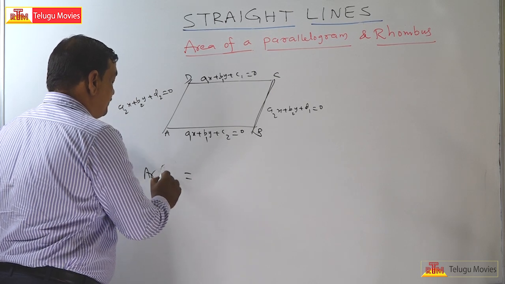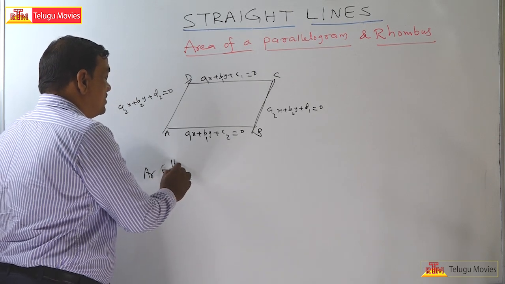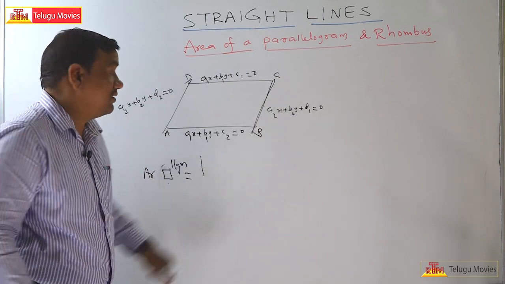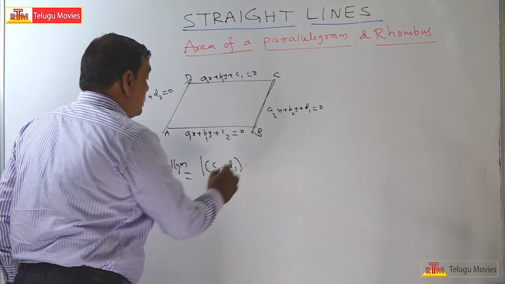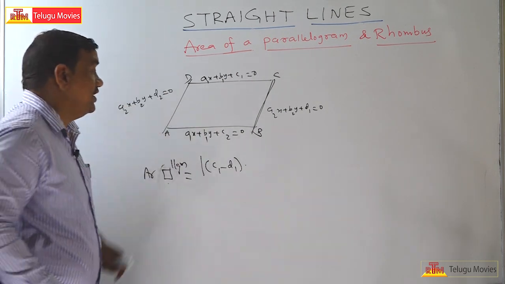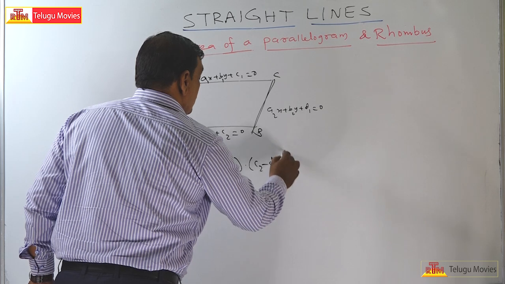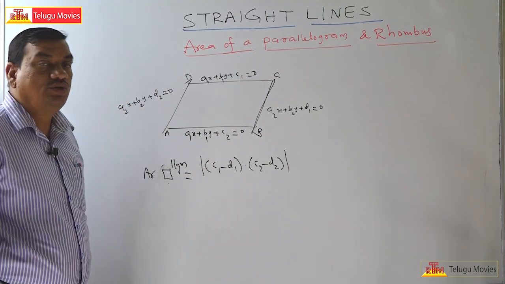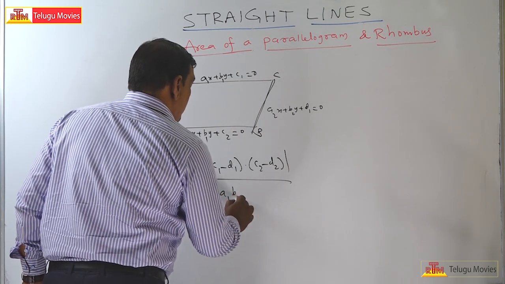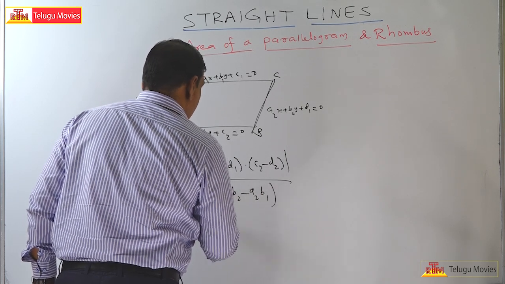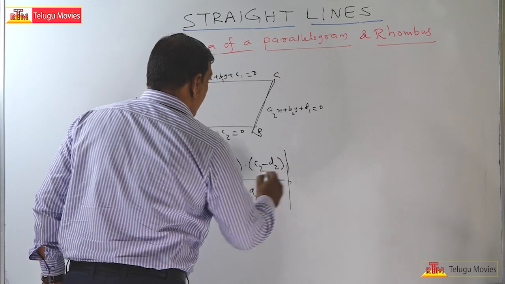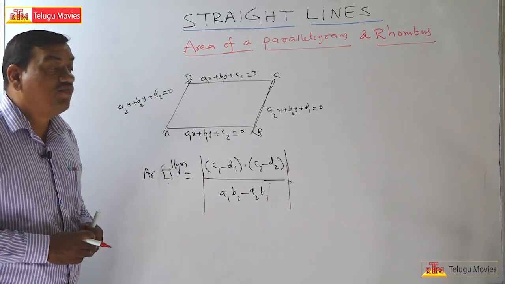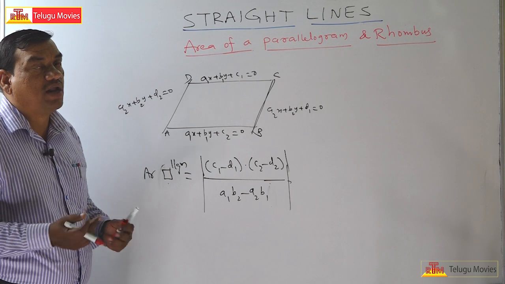So the area of this parallelogram is given by the formula: modulus of C1 minus D1 into C2 minus D2, upon A1 B2 minus A2 B1. Once again, C1 minus D1, C2 minus D2 upon A1 B2 minus A2 B1, whole modulus. So that is the formula to find the area of the parallelogram.